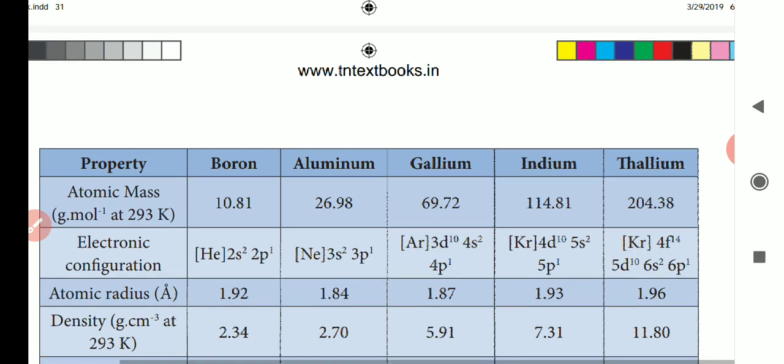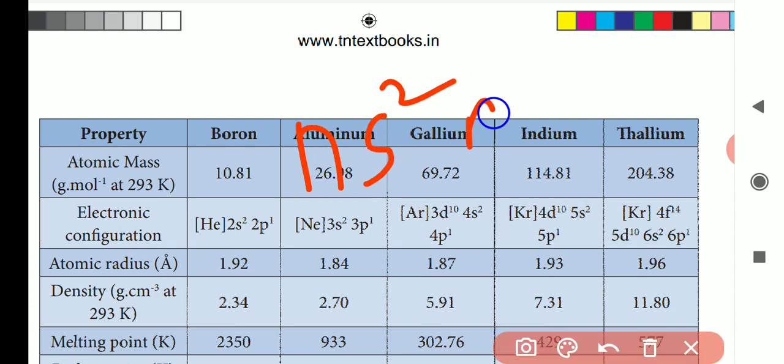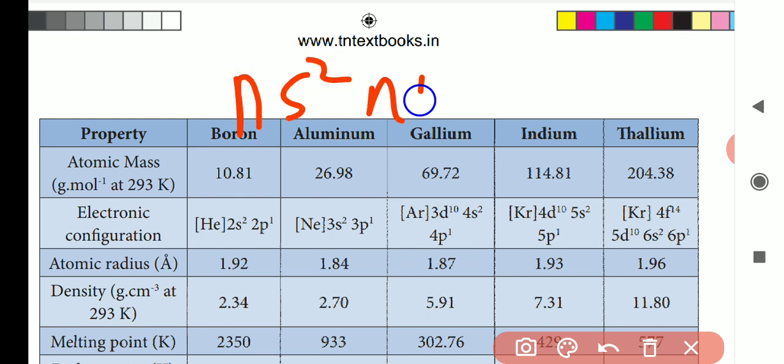Now the electronic configurations. The general electronic configuration of p block elements is ns2 np1 to 6. This is the general electronic configuration of p block elements. Now we discuss the general electronic configuration of the boron family: ns2 np1 is the general electronic configuration of the boron family.